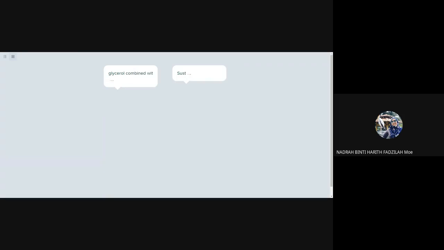Bagus. Okay, berapa biji molekul anakku? Berapa biji glycerol combine with berapa biji fatty acid? How many molecules of glycerol combine with how many molecules of fatty acid? Syabas, pandai dia. Okay.